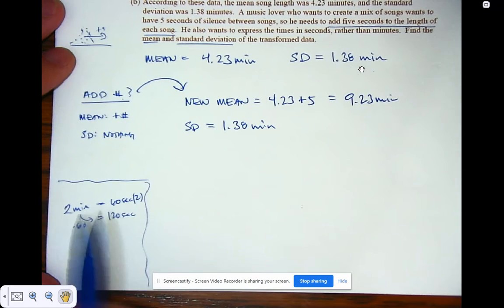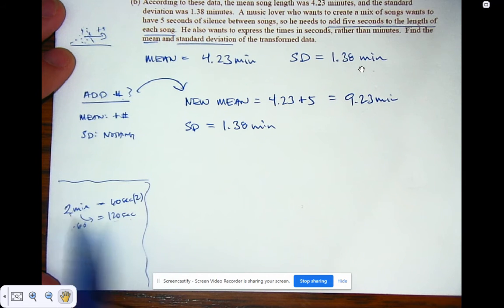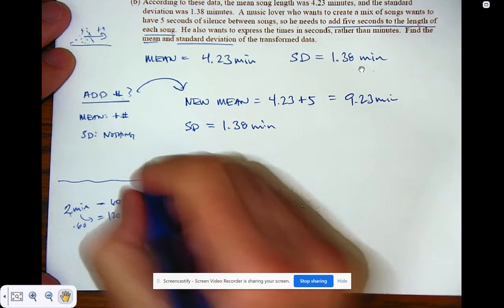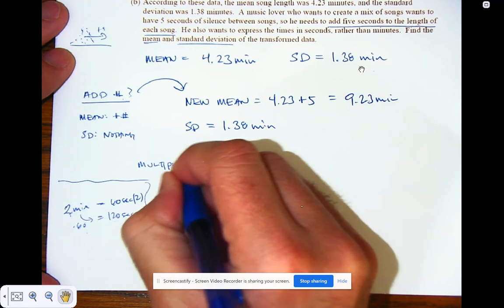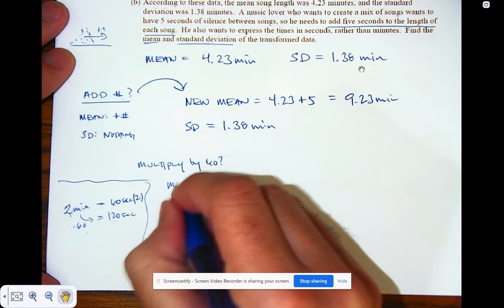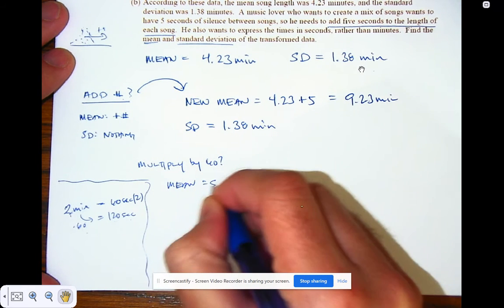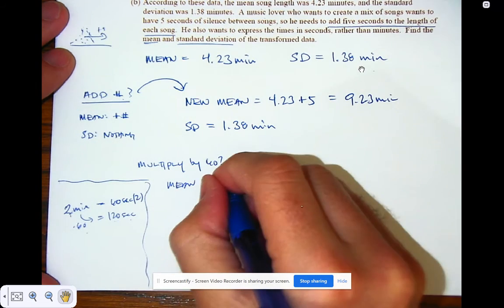Sorry, let me scroll down here. So if you guys know 2 minutes is equal to 120 seconds, how did I get there? Well, I multiplied by 60. So this next question, what happens when you multiply by 60? Well, the mean stays the same. Does it? No. Mean gets multiplied by 60.